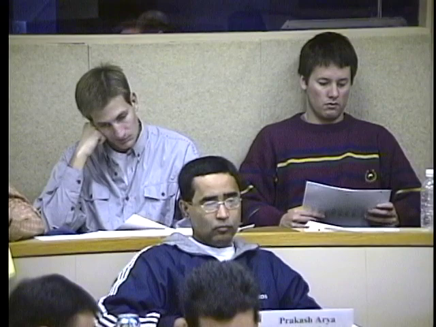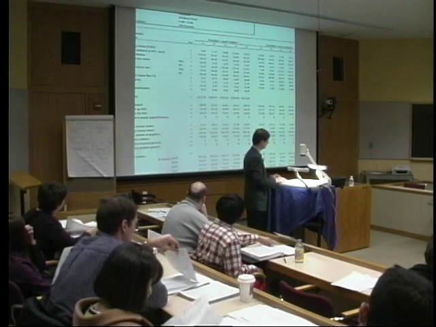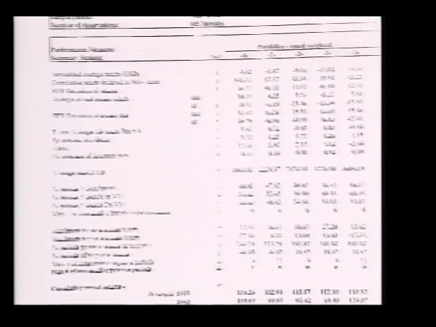Okay, so let's pick one. Let's go to maybe Malaysia, and how about if we take a look at dividend yield. It's going to be very hard to see on the screen here. I'll try to expand it as much as possible. It's ultra small font here. So dividend yield is exhibit 5D in the Malaysia handout.